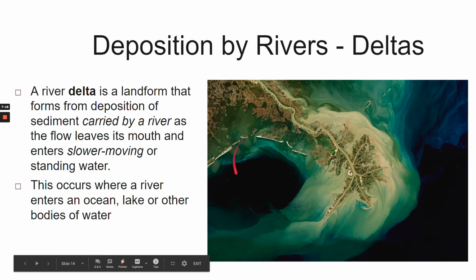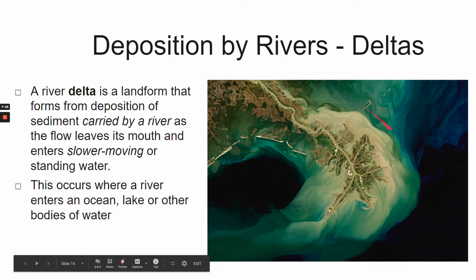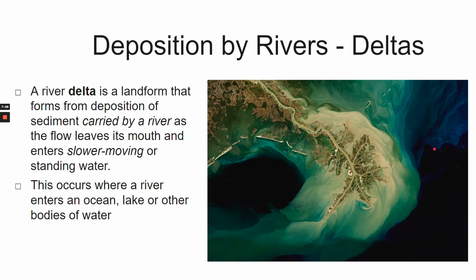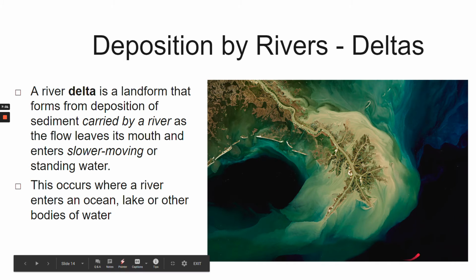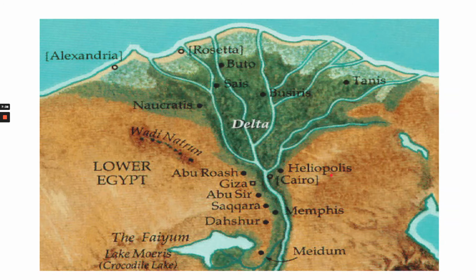So this is an example of the Mississippi River delta here. Here's the Mississippi River. And then as the mouth of the river meets the Gulf, you have deposition. It creates sort of this fan shape, although this is not perfect, but it creates kind of a fan-shaped depositional pattern or feature.